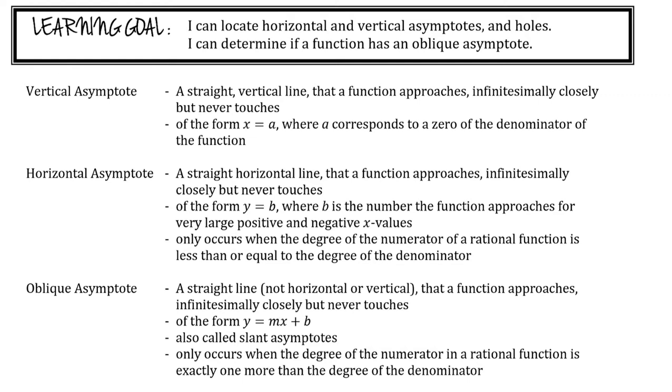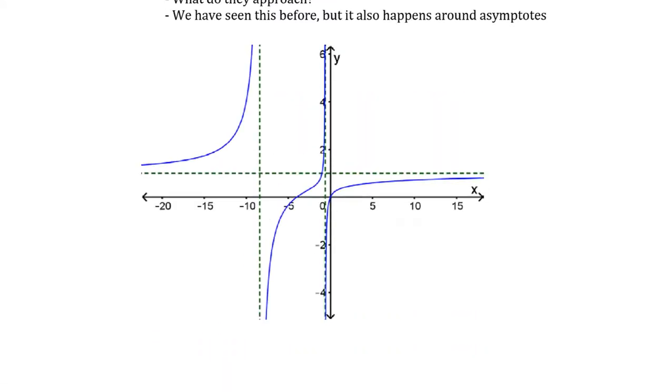A horizontal asymptote is a straight horizontal line, obviously, that a function approaches infinitesimally closely. Again, it gets infinitely close to the asymptote, but never touches. They are of the form y equals b, where b is the number the function approaches for very large positive and negative x values.